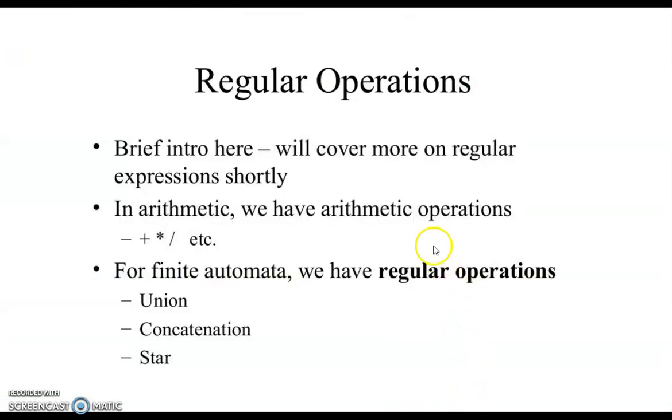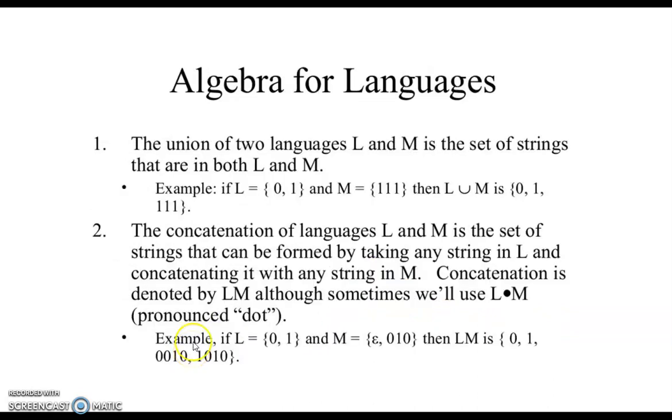Now, regular operations, in brief. We will cover this shortly. In arithmetic, we have the operations minus, plus, star. For finite automata, we have regular expression operations: union, concatenation, and star.